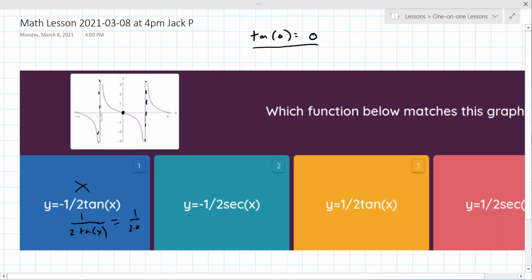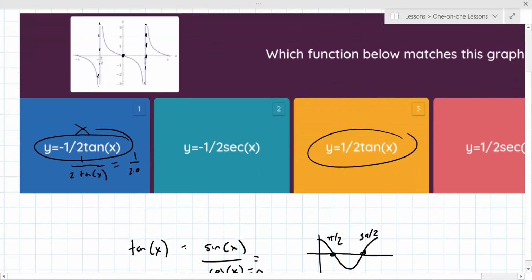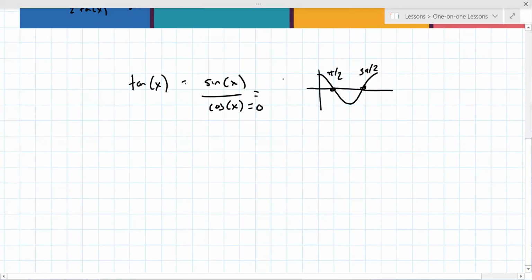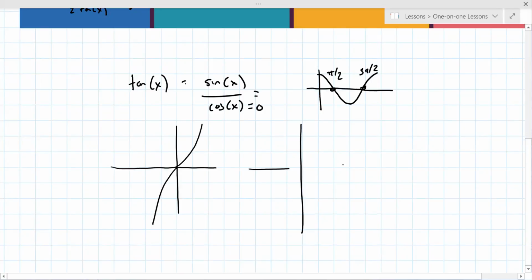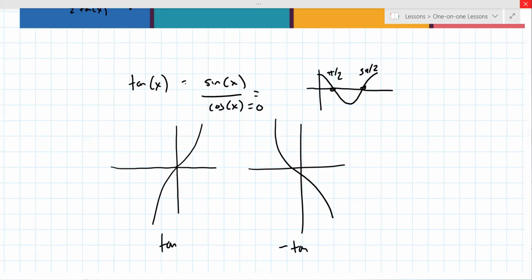It also goes the other way, so it's either this one or this one. Then the question is, what happens in this region or this region? When we go back and look at the graph of tangent, sine and cosine are positive in the first quadrant. So that's why tangent looks like this, and negative tangent looks the other way. This is positive tangent and this is negative tangent. So, a long way of saying, the correct answer is 3.